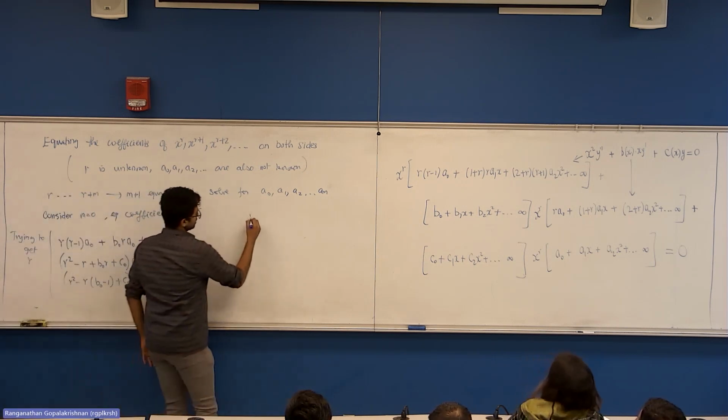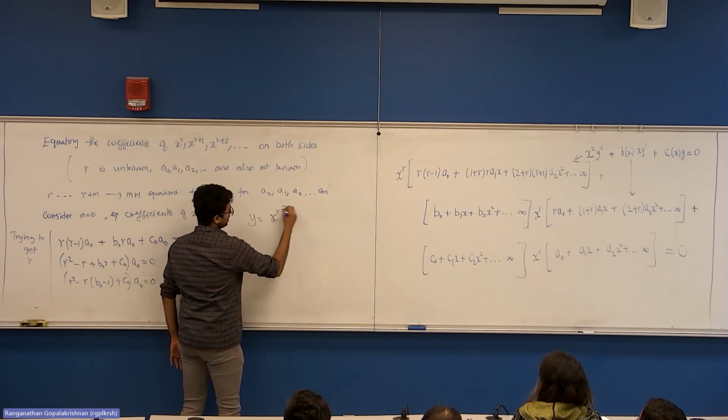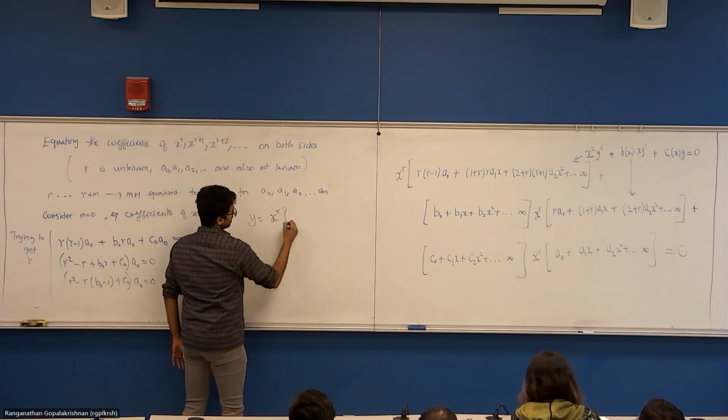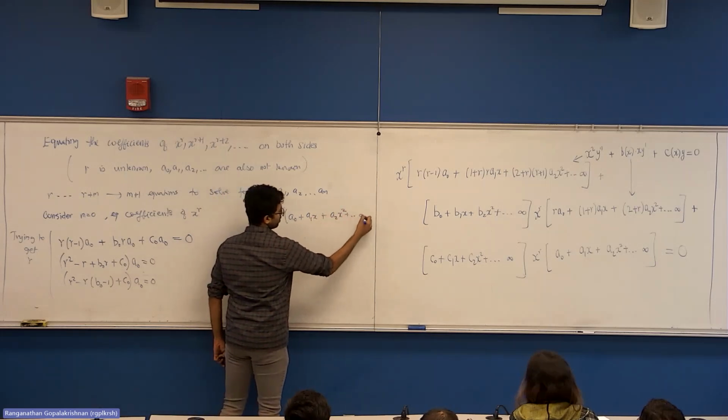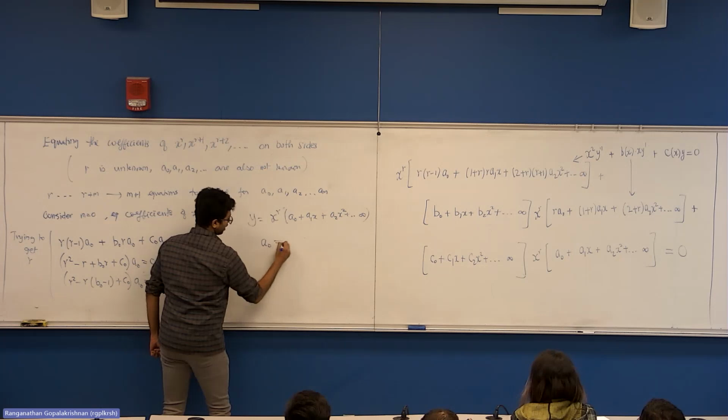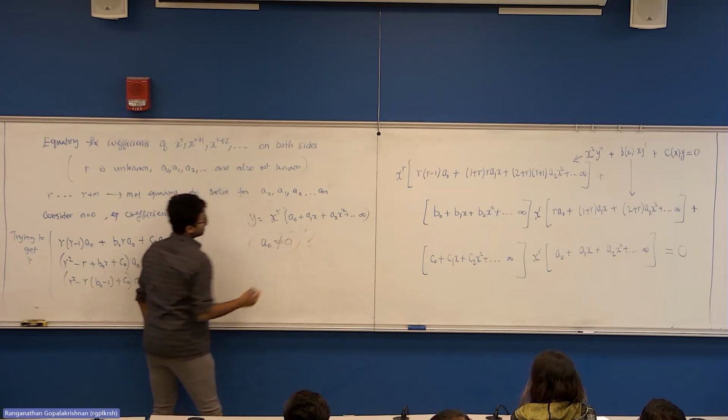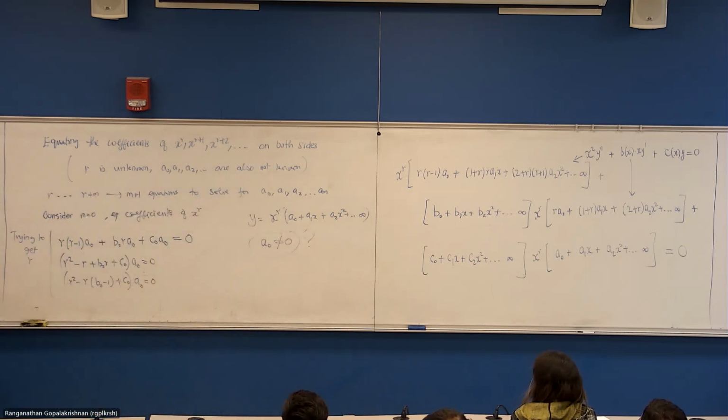Remember, you start with this. You start with x power r times a0 plus a1x plus a2x squared and so on up to infinity. I'm saying a0 must not be 0. Why? What if a0 is 0? What's the consequence? If a0 is 0, then x equal to 0 becomes a trivial solution. That's what you're saying. Anyone else want to comment on this?